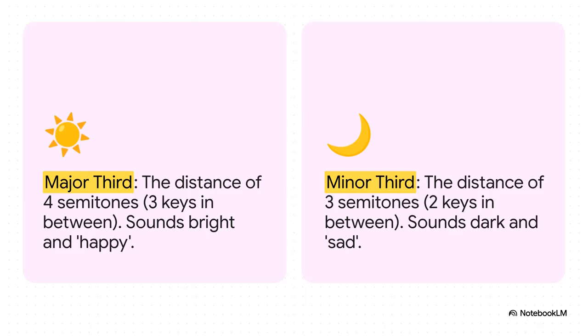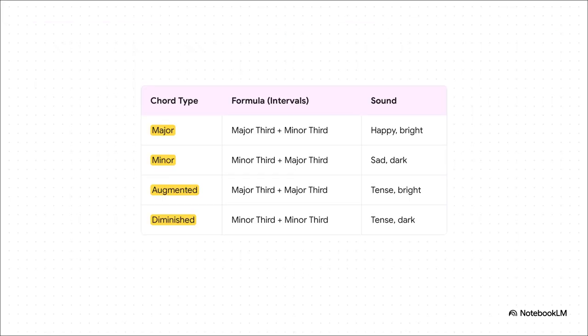So think of the major third as the slightly bigger block. It's a distance of 4 little half steps on a guitar or piano, and it sounds bright, happy, major. The minor third is the smaller block, just 3 half steps, and it has that darker, kind of sad or serious sound. It's amazing how that one tiny difference in size completely changes the entire mood of the chord. And this is where it gets really cool.